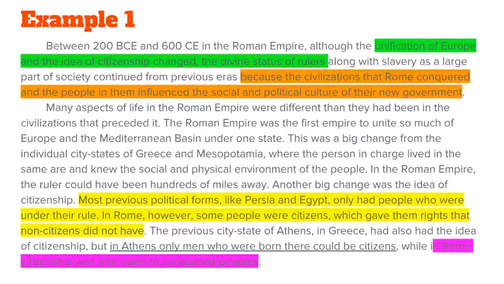But then we get to this idea of citizenship. Most previous political forms like Persia and Egypt only had people who were under their rule. In Rome, however, some people were citizens, which gave them rights that non-citizens did not have. That is the closest we have to a statement of change. And even that statement is much more comparative than change over time.